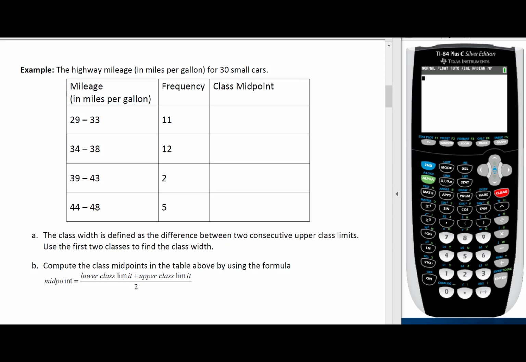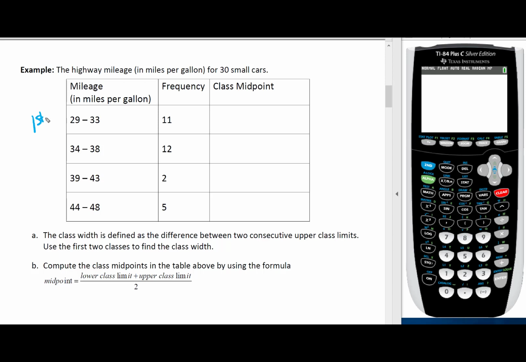In this video, we will look at statistical symbol notation and in particular the class midpoint. The example says the highway mileage in miles per gallon for 30 small cars. The first class indicates that the mileage is between 29 and 33 miles per gallon. So there are 11 cars with that.